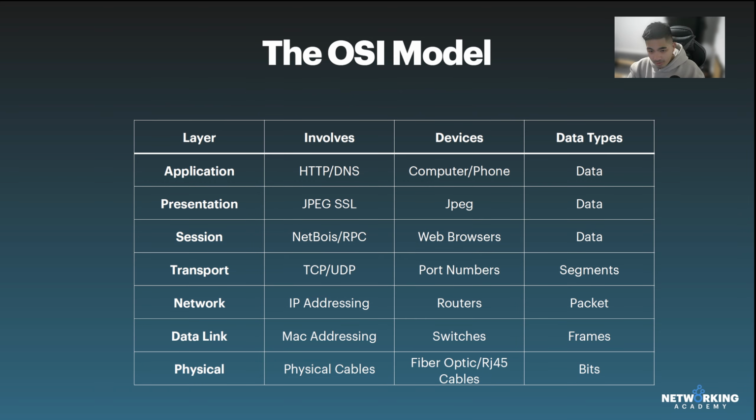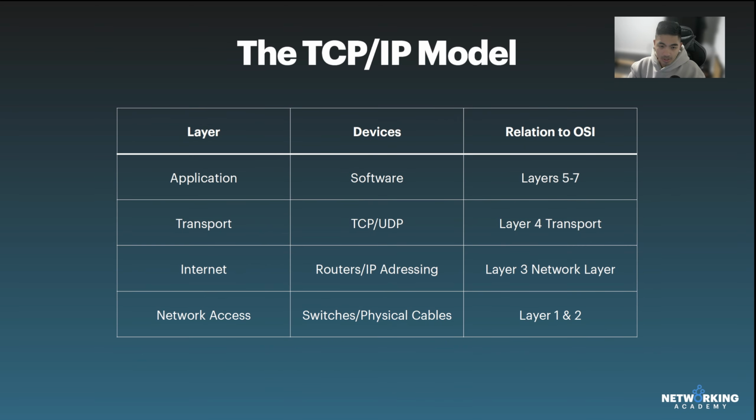Now that you understand the OSI model, let's connect it to the TCP/IP model. It's actually used in real-world networking. As you can see, the TCP/IP model has 4 layers instead of the 7 from the OSI model. It starts with application, transport, internet, and network access. It simplifies the OSI model by combining layers to make communication more efficient.